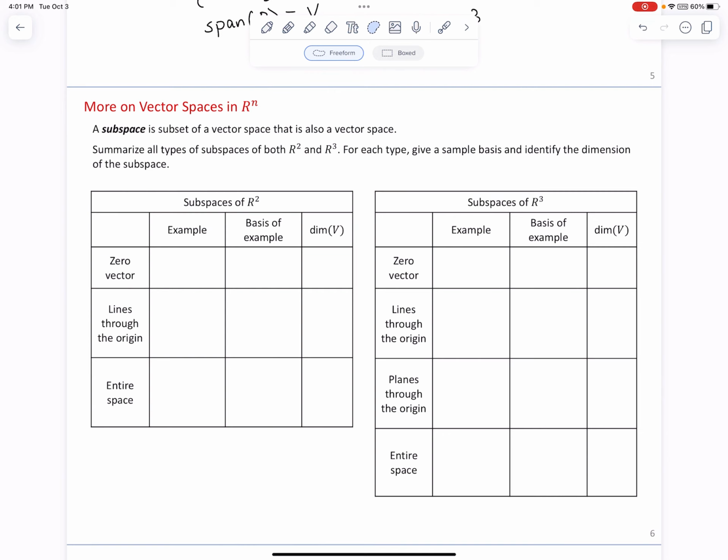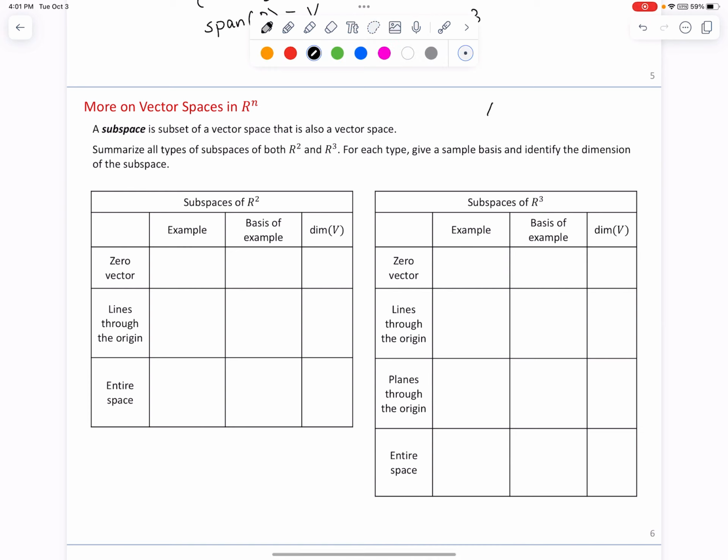Okay, now the last page. A subspace is a subset of a vector space that is also a vector space. Summarize all types of subspaces of both R2 and R3. For each type, give a sample basis and identify the dimension of the subspace.